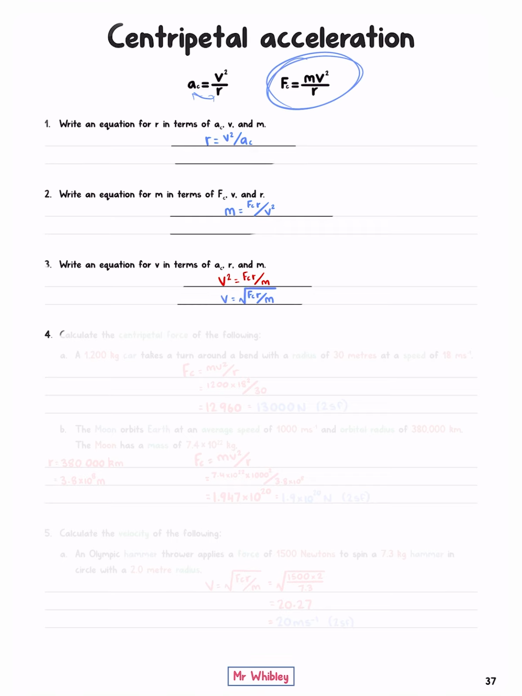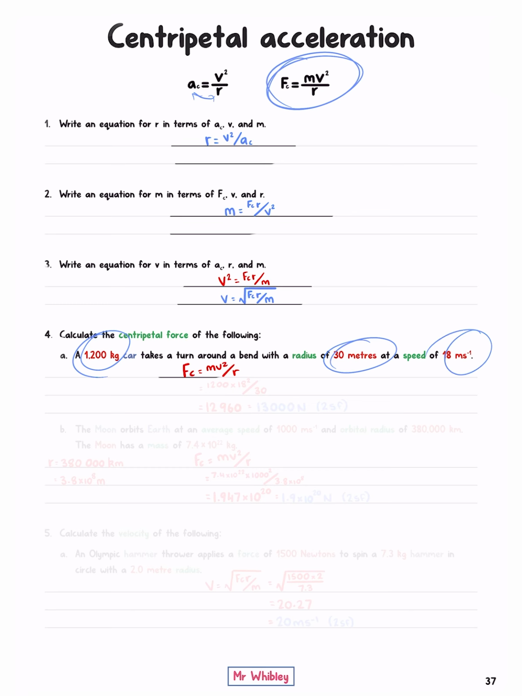Question 4. Calculate the centripetal force of the following. A 1200 kilogram car takes a turn around a bend with a radius of 30 meters at a speed of 18 meters per second. Using our centripetal force equation, putting in our mass, our radius, and our velocity, gives us 12,960 or 13,000 newtons to two significant figures.